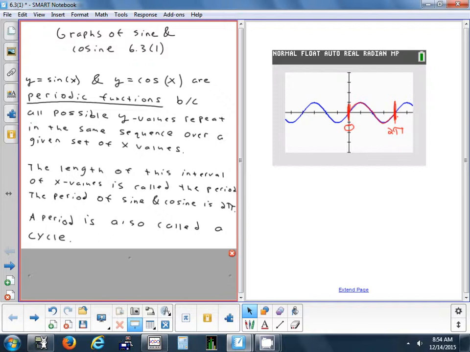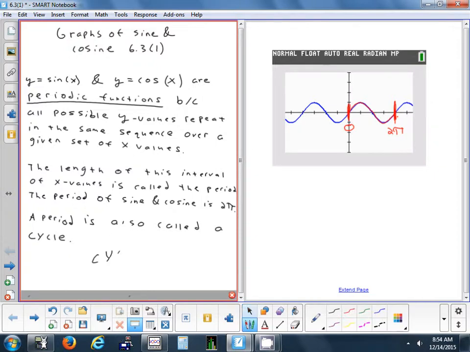Cycle is used more in some other trades. Anybody in electrical? Do you ever use this unit, cycles per second? Do you remember what you call that? Does anybody know what they call that? Cycles per second?